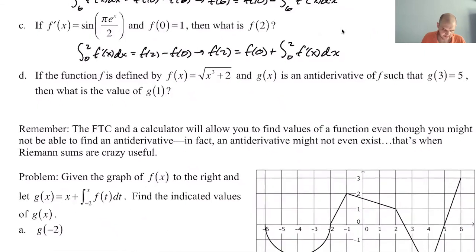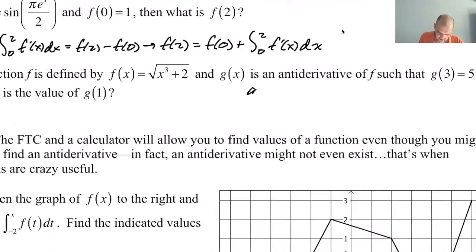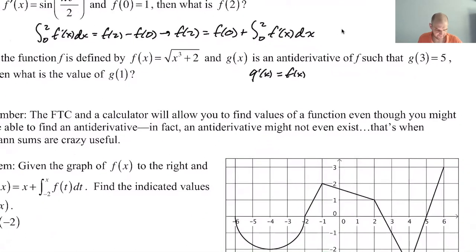Not bad. This next one looks like it's trying to trick us. F is the function defined by this. Oh, so we know F of x? Oh, no. Okay, well, we do, but F of x is this. G of x is an antiderivative of F of x. So what does that mean? That means that g prime of x is F of x. That's basically what that's saying, right? If I integrate F of x, I should get G of x, which means that F of x is g prime. So we're good-ish. G of 3 is 5. Find the value of G of 1.